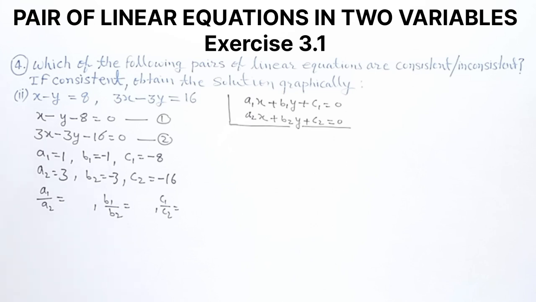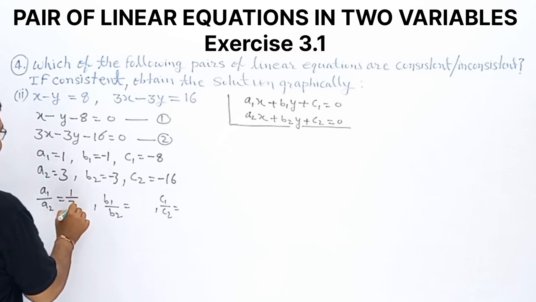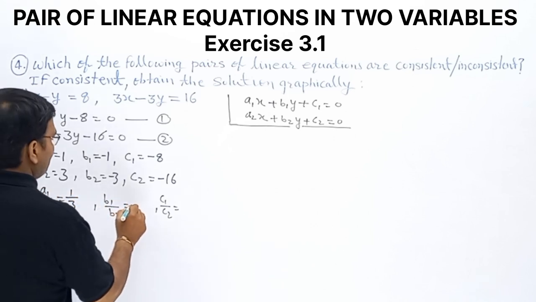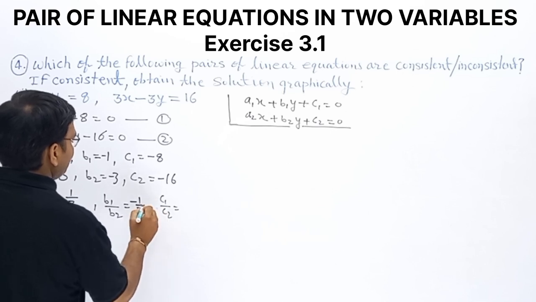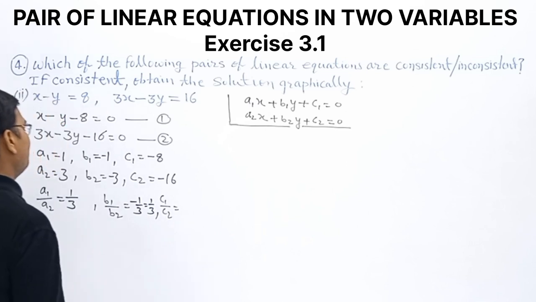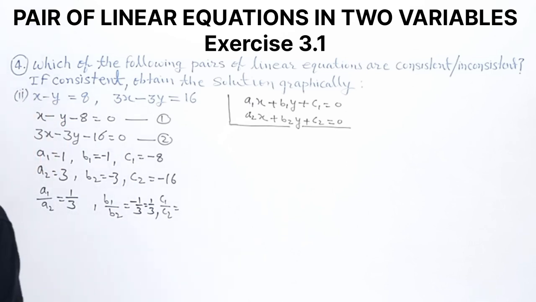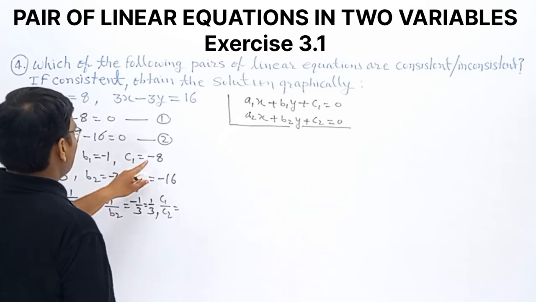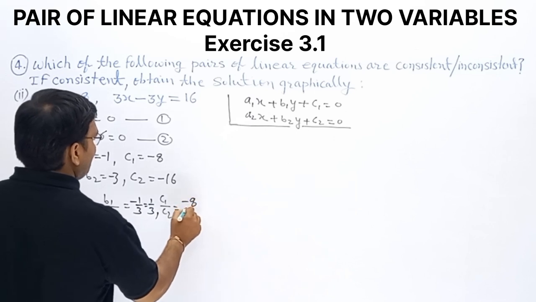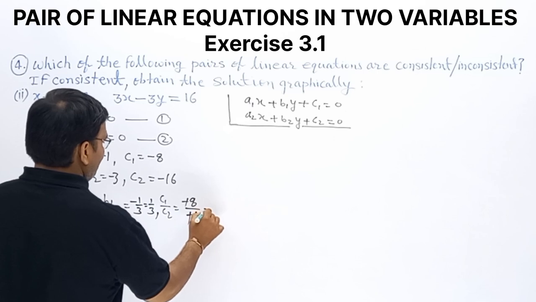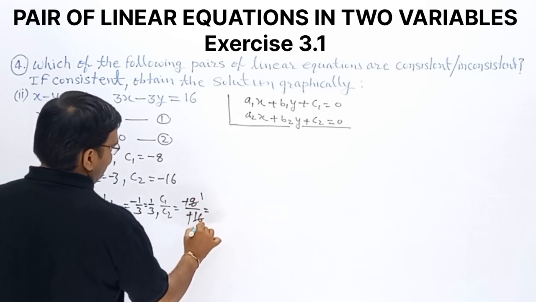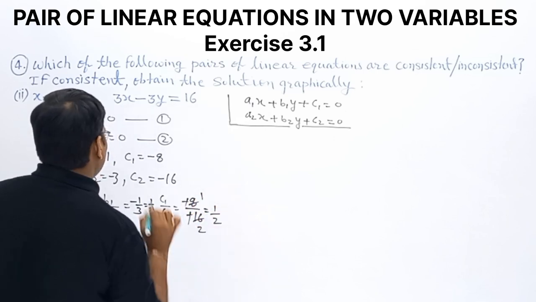So we will find the ratios. a1 upon a2 is 1 upon 3. b1 upon b2 is minus 1 upon minus 3, which is equal to 1 upon 3. Now the last ratio, c1 upon c2, is minus 8 upon minus 16. Now minus by minus will be plus, 8 ones are 8, 8 twos are 16. We are getting 1 by 2.